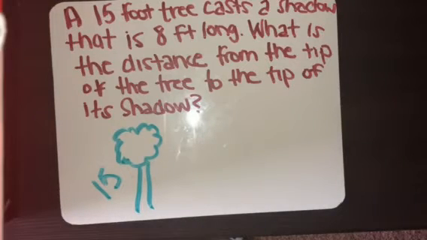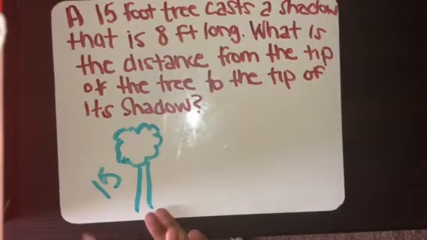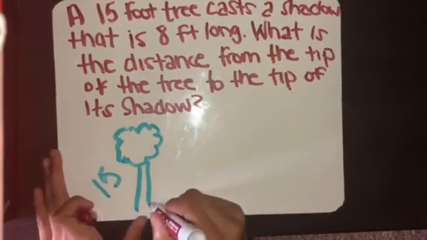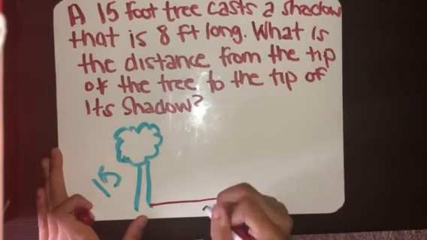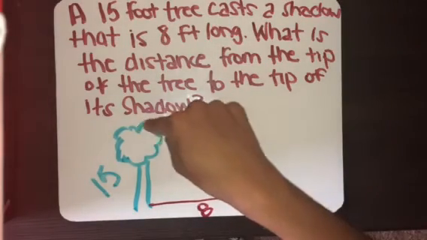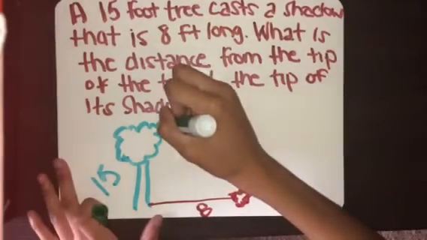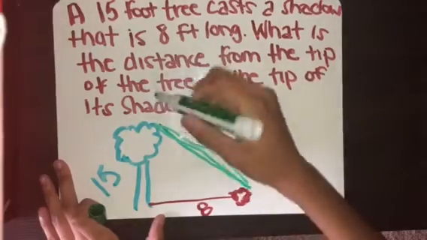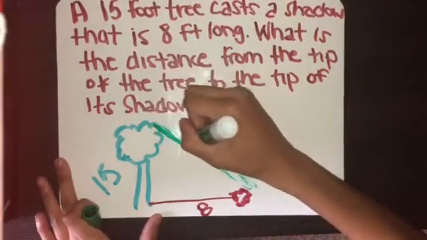It casts a shadow. What is a shadow? You know the shadow lays on the floor, right? So the shadow is basically the reflection on the floor. That's going to be the little shadow of the tree, and that shadow is 8 feet long. We want to know the distance from the tip of the tree to the tip of its shadow, so how far it is from tip to tip. From here to here.